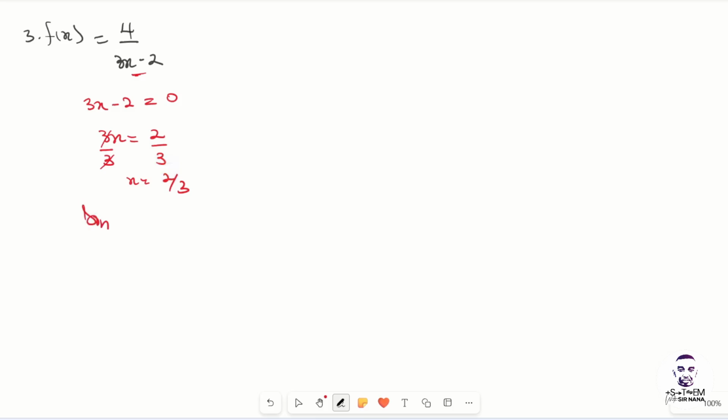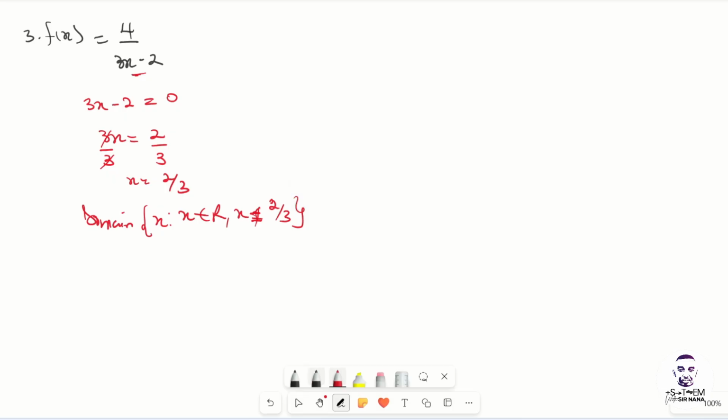So we can write the domain in set form as x such that x is a member of all real numbers where x is not equal to 2 over 3. So 2 over 3 does not belong to the domain of the function.